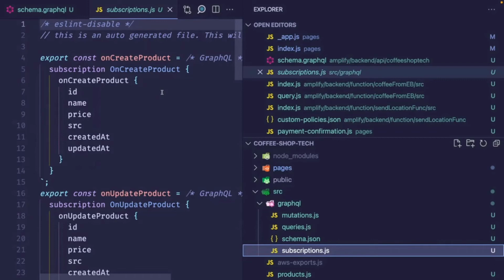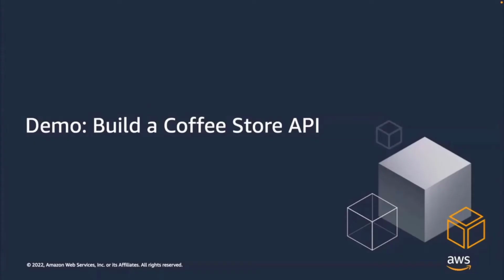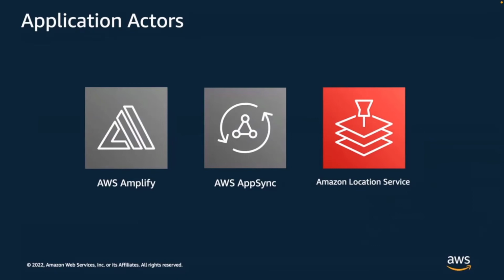And with that out of the way, now we have our authentication in place, we have our API, and let's go ahead and tie everything together with our Amazon location service. I'm going to switch back over to the slides just to give a bit of an idea of what that looks like. Now we're on the last stage of our application actors.